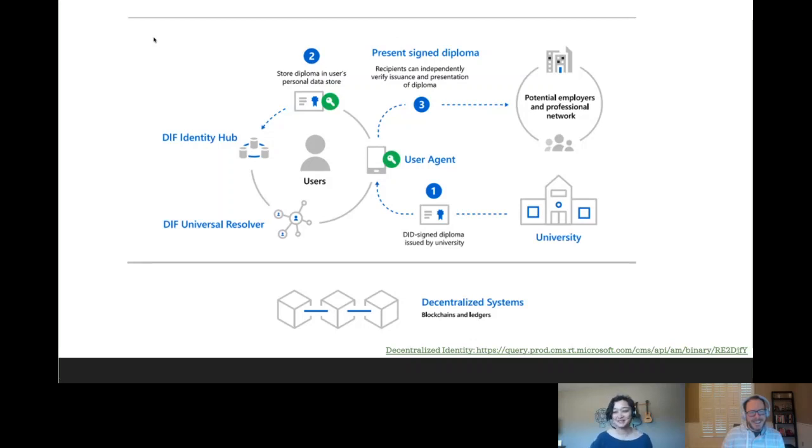So the sample scenario we're covering today is something I think a lot of us can relate to. In this example, we have our user Alice, and she has graduated from a university. They've issued her a diploma, and she would like to use this for other use cases, such as applying for a job, or maybe she wants to join a professional network and show them that she's indeed graduated from this university.